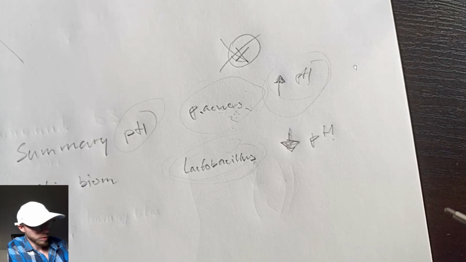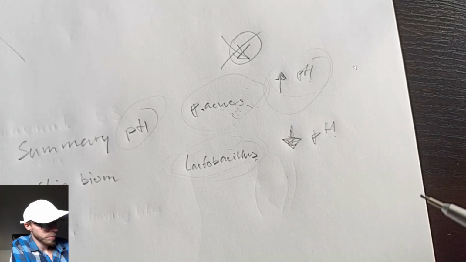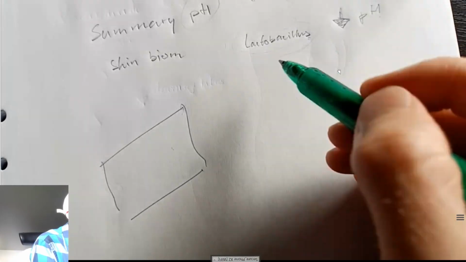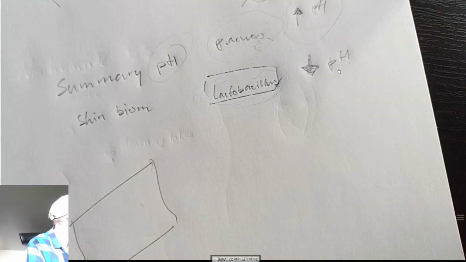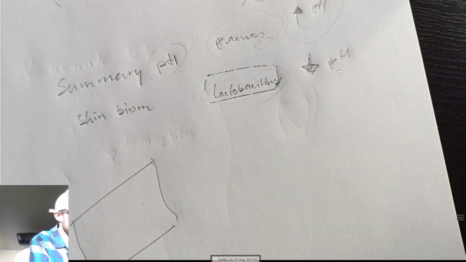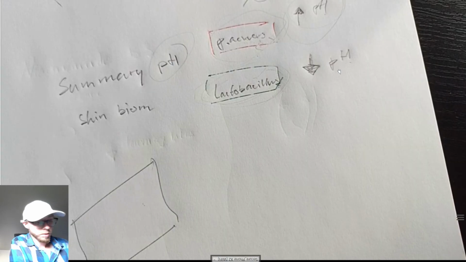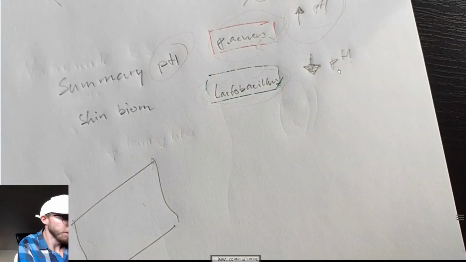So lactobacillus is this green, and P. acnes is the red one here. We want to get rid of the P. acnes. The body doesn't want the bad bacteria.